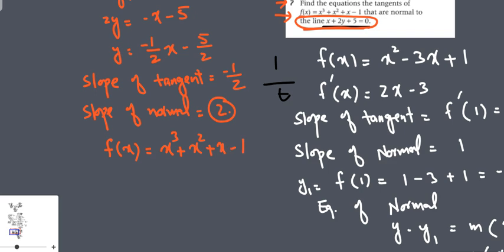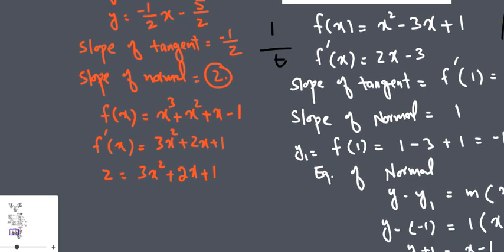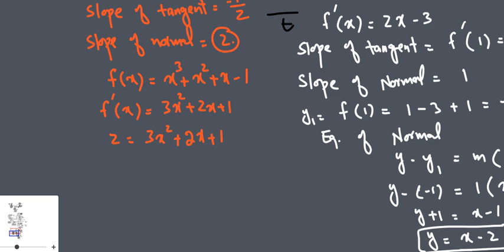So the given function is f of x equals x cubed plus x squared plus x minus 1, and its derivative will become 3x squared plus 2x plus 1, right? Is it clear? Then I have to equate it with 2. Got it? Then from this I will get 0 equals 3x squared plus 2x minus 1. Is it clear?